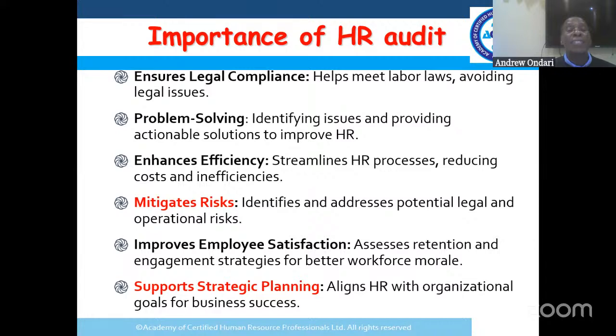If you look at the scope of HR that we mentioned, there are many areas that we audit, such as recruitment, we identify problems there, training, we identify problems, performance management, we identify problems. So through HR audits, we are able to identify problems and then develop actionable solutions or recommendations to solve them.